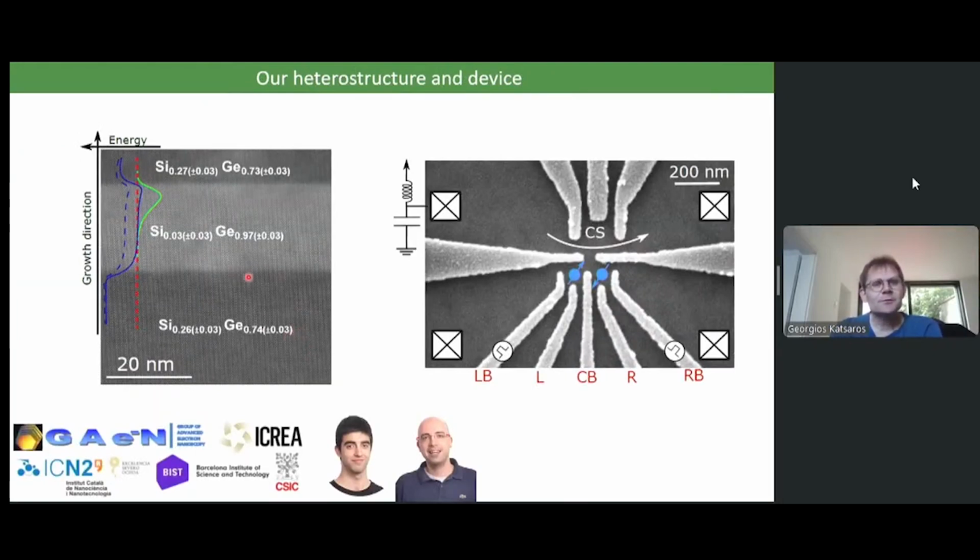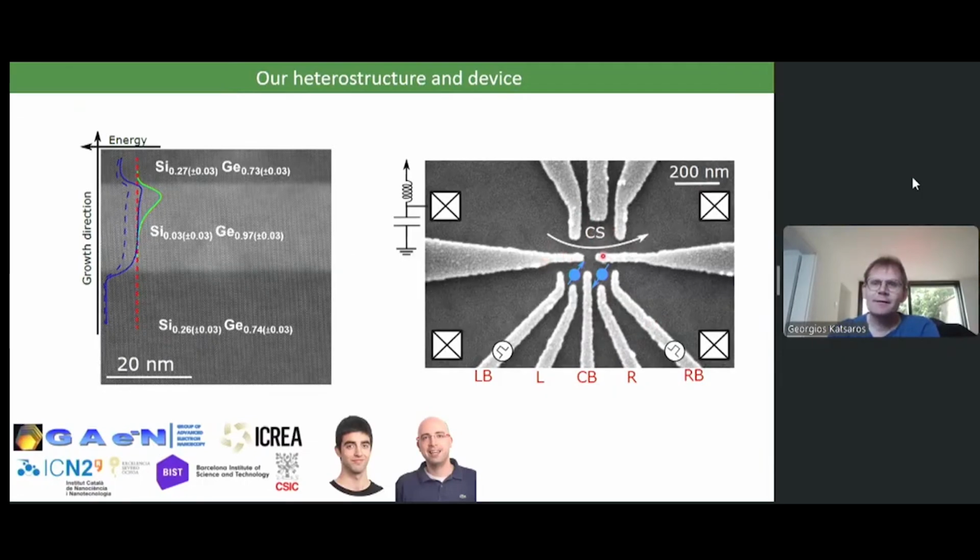On the left side now you see a TEM image. Actually our quantum wells have 97% germanium, and on the right hand you see a scanning electron microscopy picture. This is a top view of what I've shown you before as a cartoon. These are the electrodes, which are titanium palladium. Here you have the structure which will form the charge sensor.